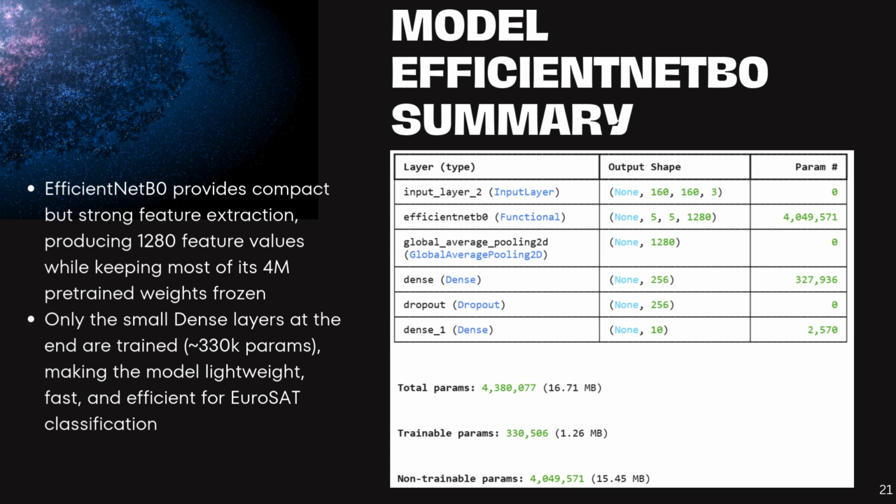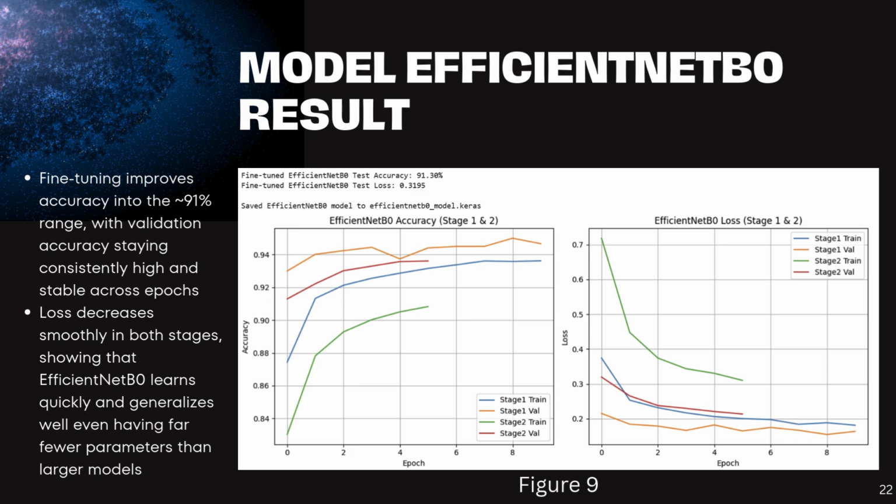EfficientNetB0 is one of the models that I trained also, and it provides compact, strong feature extraction, meaning it has small features while having only 4 million parameters, and this had better accuracy as well. It reached 91% accuracy after fine-tuning and doing all those techniques.